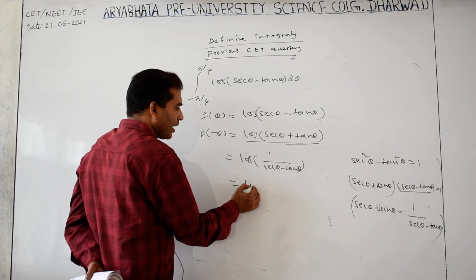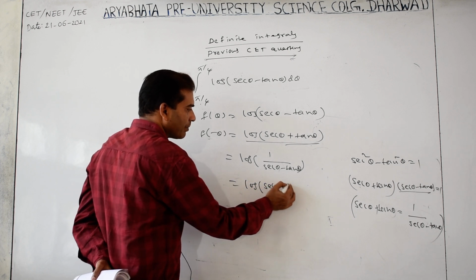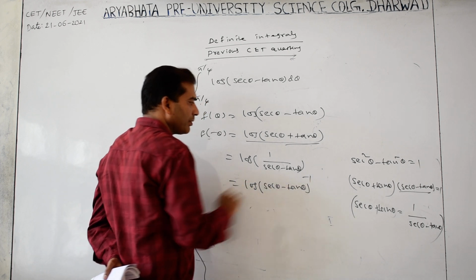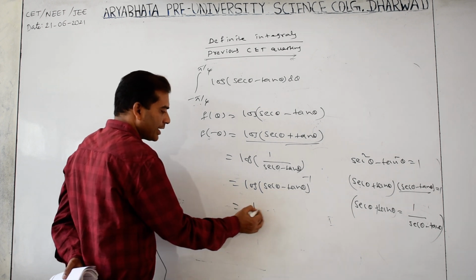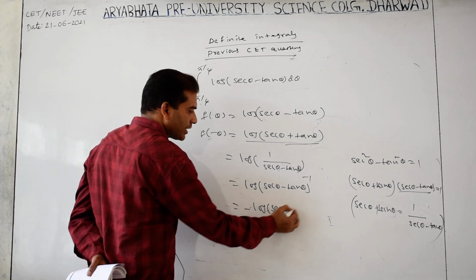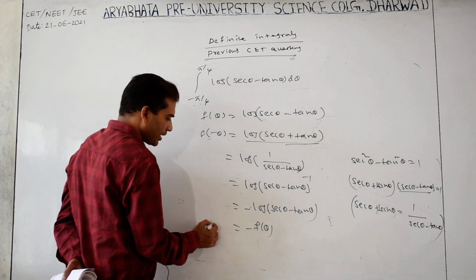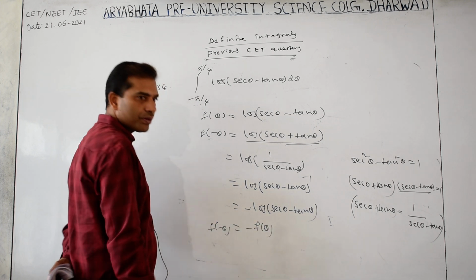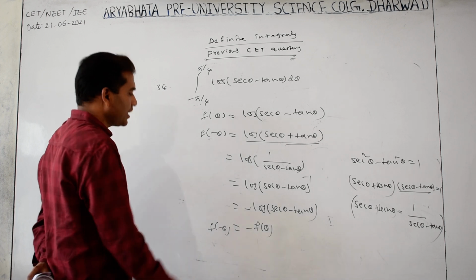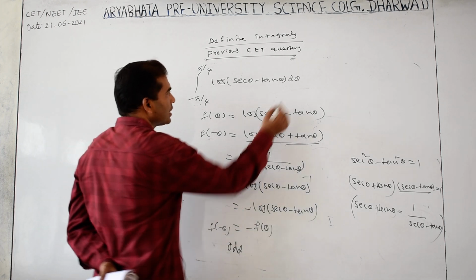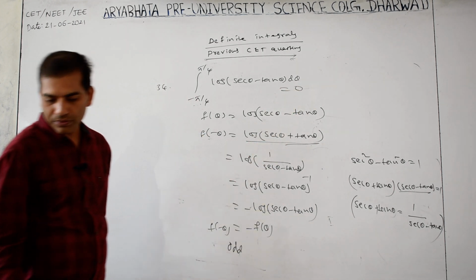We take it up as log of sec theta minus tan theta whole power minus 1. Then it is minus of log of sec theta minus tan theta, which is equal to minus of f of theta. f of minus theta equals minus f of theta. Then it is an odd function. For an odd function, the value becomes 0.